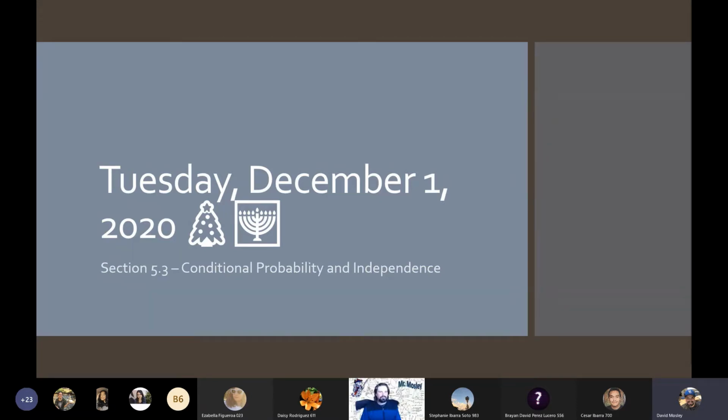We're looking at section 5.3. And we're going to be talking about conditional probability and independence today, focusing on conditional probability. Independence will come on Thursday and Tuesday next week. Independence is kind of a bigger topic, and it'll take a couple days to really solidify.